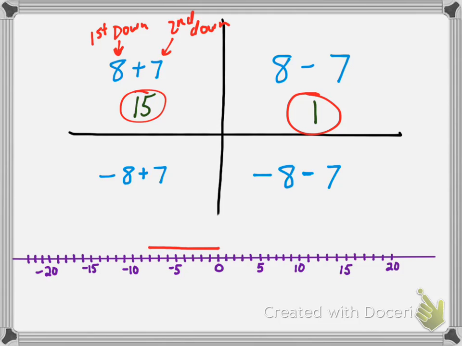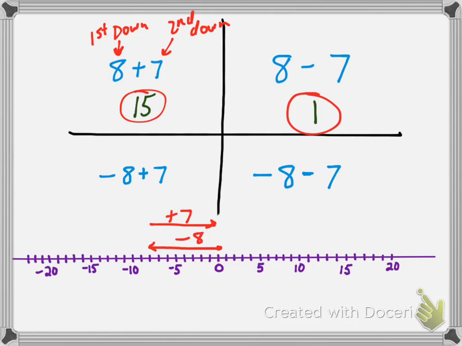8 in the negative direction means negative 8. So always start at 0. 8 in the negative direction. Then we have 7 starting from this point here, 7 in the positive direction. They go in opposite directions because you have a negative and a positive. So negative 8, positive 7, and you end up right here.